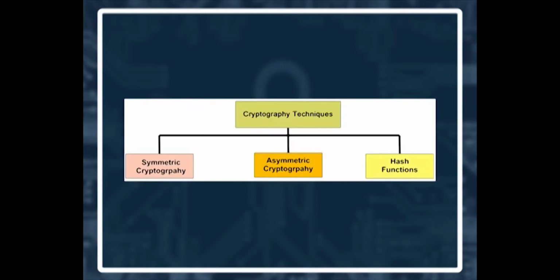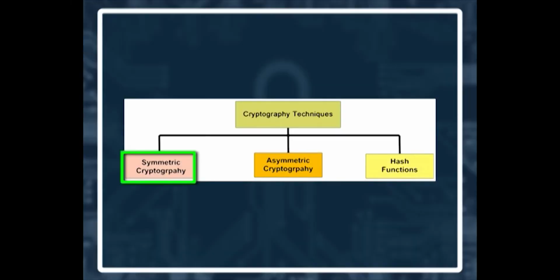Cryptography techniques can be broadly categorized into 3 categories. Number 1, symmetric key cryptography. Number 2, asymmetric key cryptography. And number 3, hash functions. Now let's start our discussion with the first cryptographic technique, that is symmetric key cryptography.